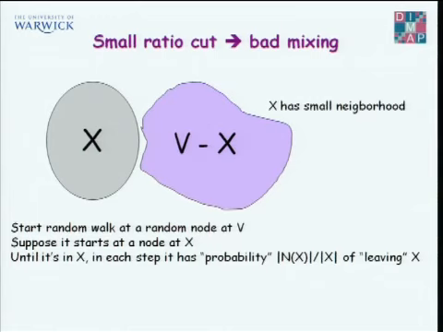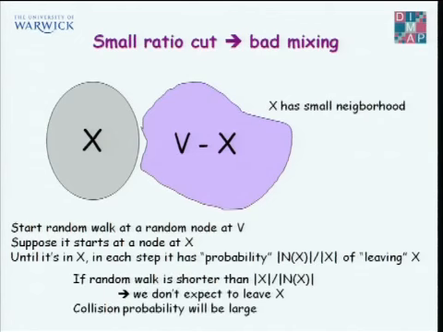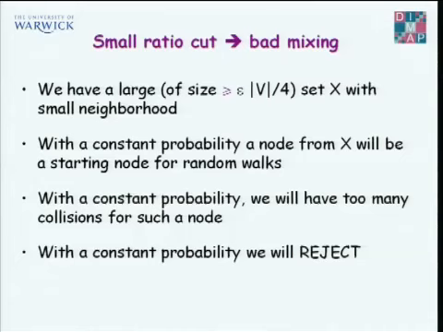Once you have that, you can argue that because with constant probability you will not leave set X, you will have a much bigger chance that you will hit vertices from set X. So at the end you will have a much bigger collision probability. Okay, so then we'll reject. How can we combine this? Once we can prove that we have a large set, with constant probability we'll start at a random vertex from that set, then with constant probability we'll have more collisions, so with constant probability we'll reject the graph. That's the whole line of argument.